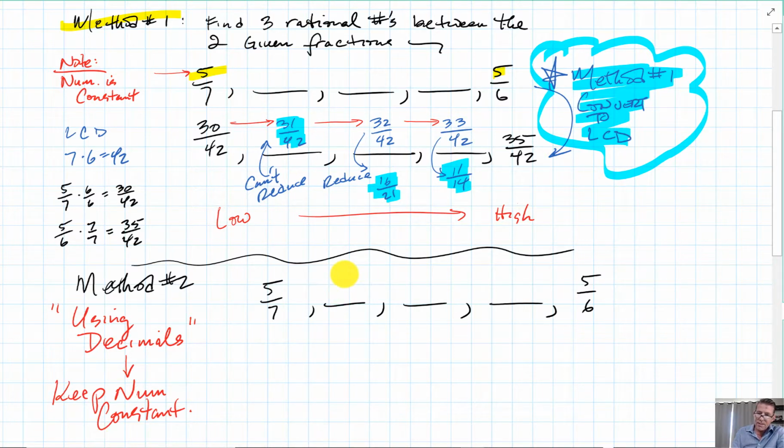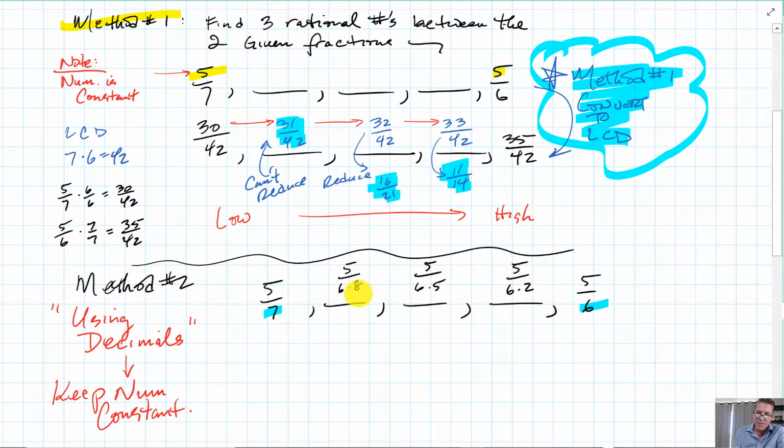All right, so let's see here. So we pick decimals between 7 and 6. So we're going to focus in on the denominators. Okay, so here we go. So the first fraction here, we can say, okay, pick a decimal between 7 and 6, like 6.8, let's say. So 5 divided by 6.8. And again, we're keeping the numerator constant. So pick a decimal that's closer to 6, like 6.5. And then how about something between 6.5 and 6, like 6.2.